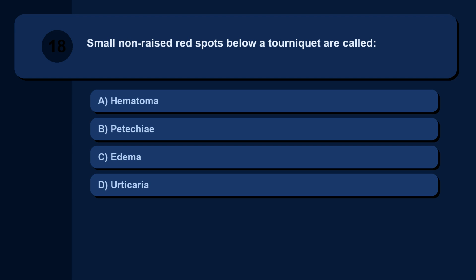Question 18. Small non-raised red spots below a tourniquet are called hematoma, petechiae, edema, urticaria. Petechiae indicate capillary bleeding and may suggest platelet disorders or excessive tourniquet pressure.